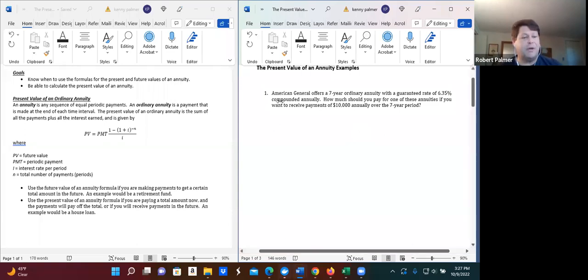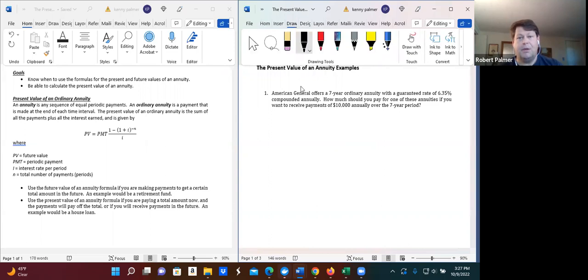So if we're going to do this present value, let me draw a menu. Let's figure out what we have. The question is, how much should you pay for one of these annuities? What we want to find is the present value, the PV. What we know so far is our payment, as it says, is going to be $10,000 annually, that is, per year.